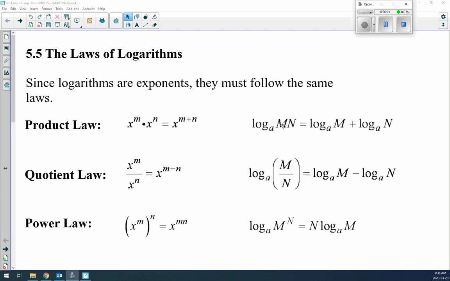So log a of m times n is the same as log a of m plus log a of n. And when you divide, it's subtract. And for this one here, log a of m to the n exponent, all you do with the n is bring it in front of the log.